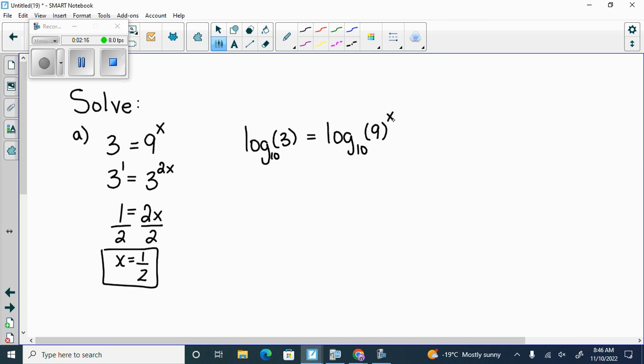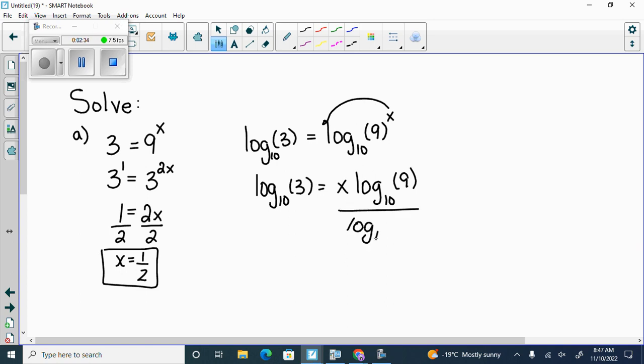Then we said using the power rule, we could take our x and drop it in front, and we get log base 10 of 3 equals x log base 10 of 9. And then we divide by log base 10 of 9. Now look at this. This is going to equal a half, obviously. But I just want to show you something.